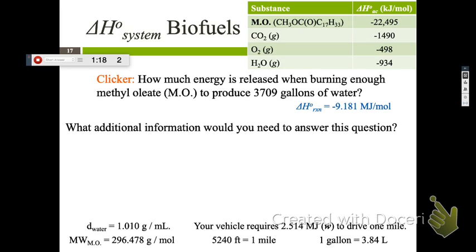So go ahead, take a few minutes, make sure your answer is in the correct units and the correct sig figs, please. And raise your hand if you get stuck and would like some guidance.